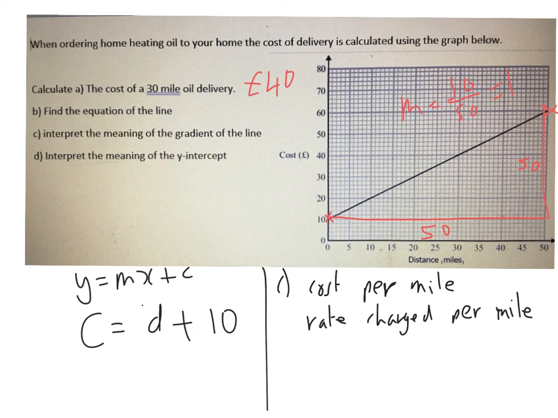Okay, and then part D is they interpret the meaning of the y-intercept. Well, if you've went no distance and it's cost you £10, there must be a call out charge for the delivery of oil. So once you make that order, you can call that a call out charge. Okay, so if you didn't actually get any oil, it would still cost you money because they went to the bother of going to your home.